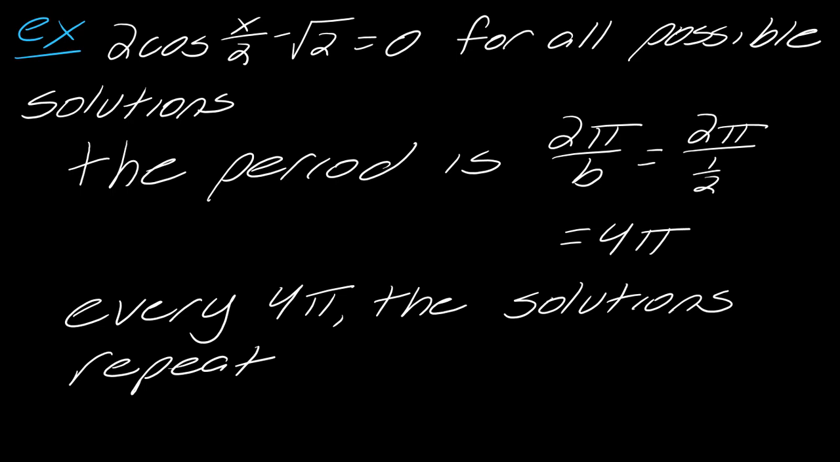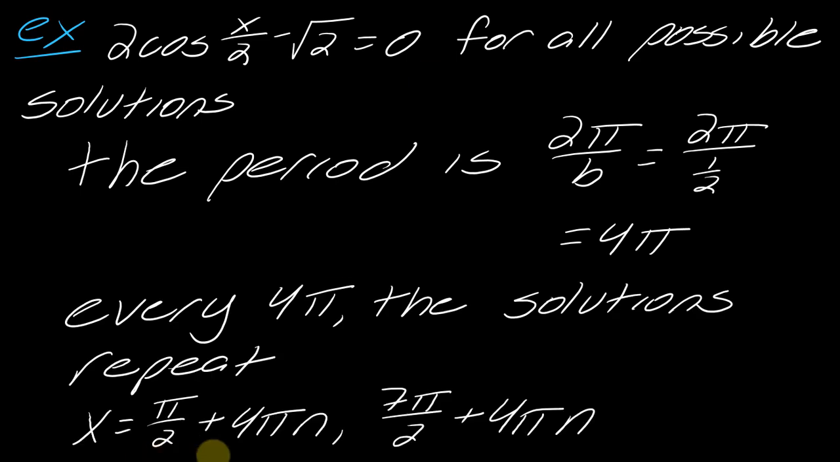All I have to do then is take those two solutions that I found and extend them by 4 pi. So this becomes pi over 2 plus 4 pi n, and 7 pi over 2 plus 4 pi n. And so there you have it. Now you've got your solutions.